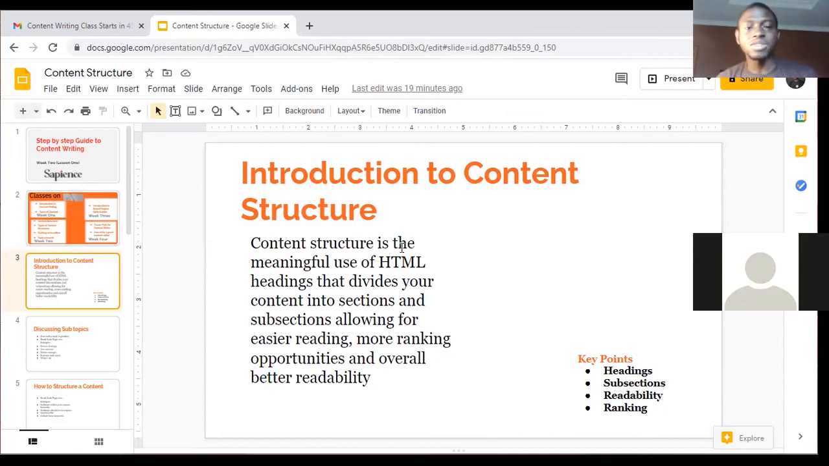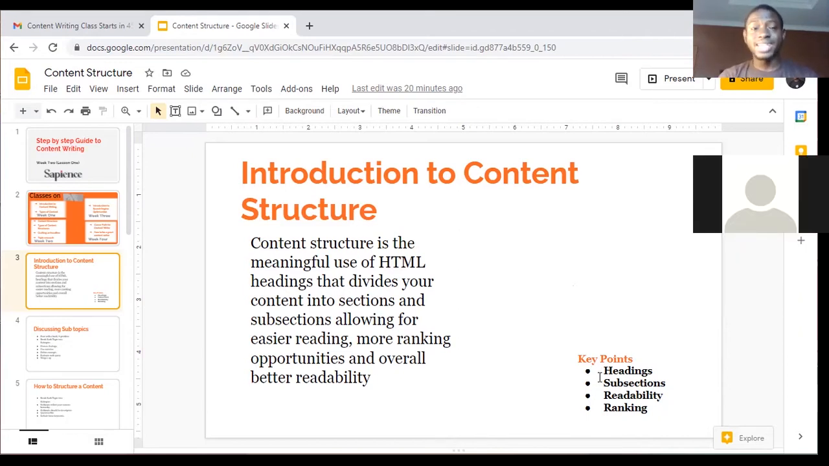So I have there that content structure is the meaningful use of HTML headings that divides your content into sections and subsections, right? Allowing for easy readability and more ranking opportunities. That is, it gives you leverage to rank higher on the Google search engine and also overall readability. It makes your content really enjoyable to your audience. And of course, when we delve into SEO, I think that's when the whole idea of content structure would really make a whole lot of sense. But before then, I have some key points for you to note.